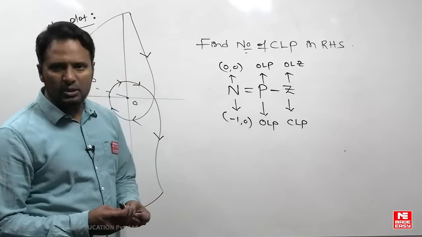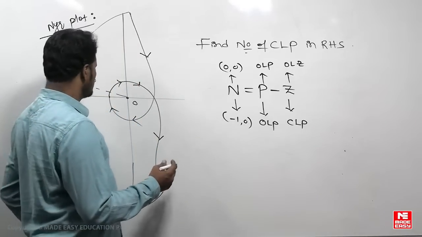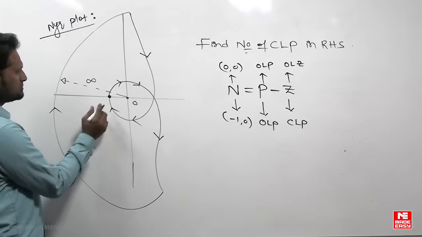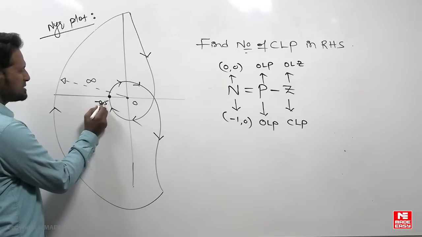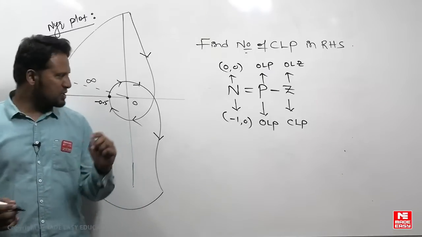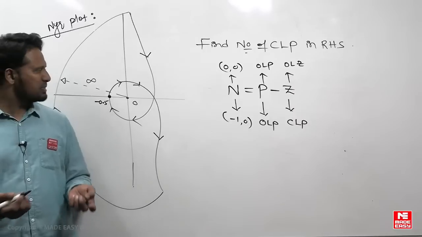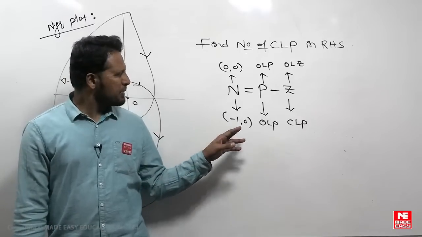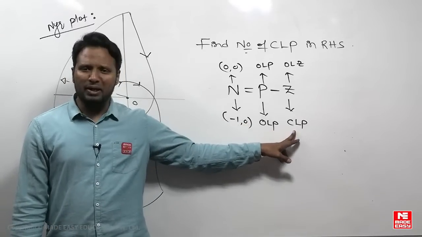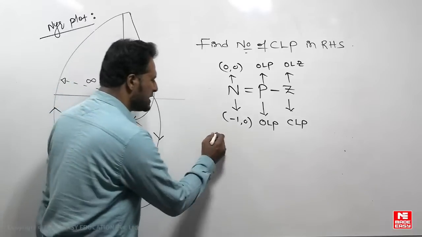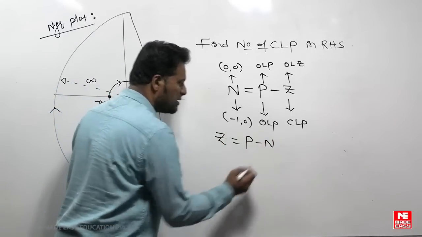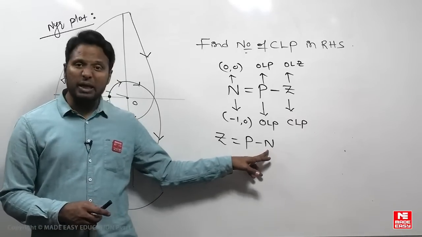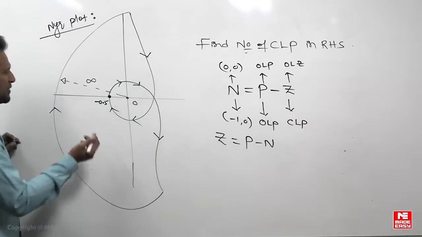Right. You are asked to find N. This intercept should be given, right? I should give you. I missed it. My mistake. Accept my apology for that. Kyunki varna minus 1 kahan hai, aap kaise decide karoge? Okay. So, coming to the point of discussion. Closed loop pole pata karna hai, right side mein kitne hai. To Z pata karna hai, formula P minus N. To find closed loop poles in the right side of the S plane, you need to take N with respect to minus 1. Where is minus 1, sir?